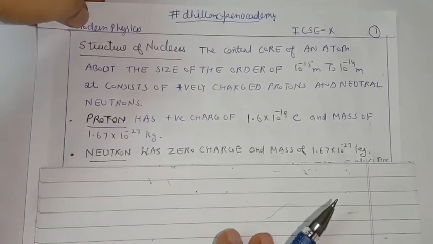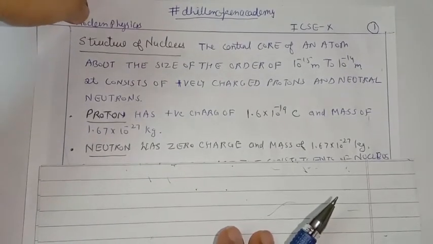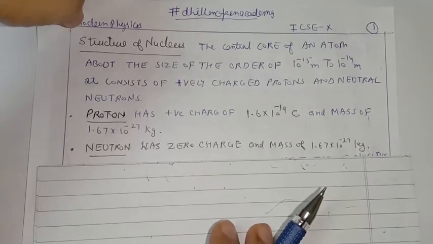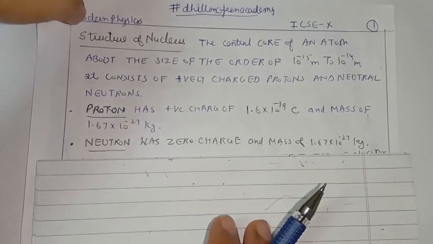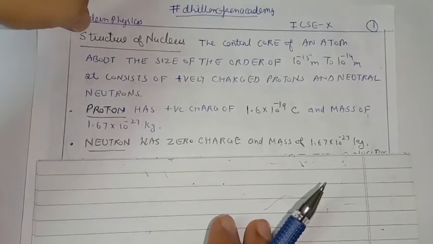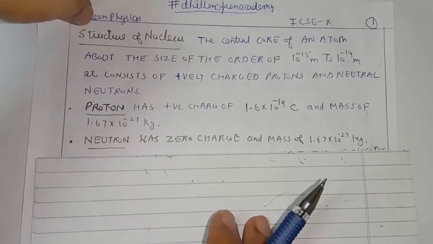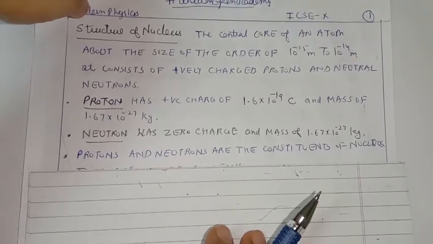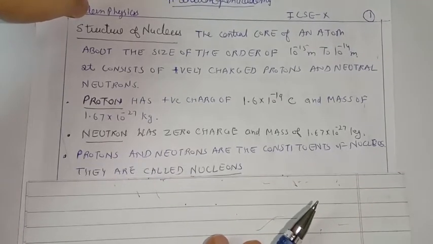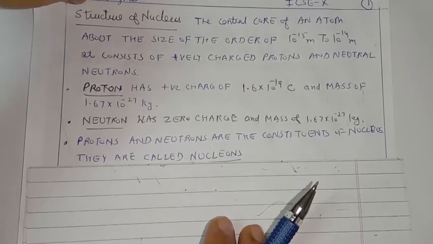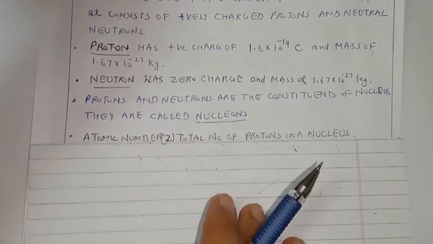The other member of the nucleus, the neutron, has zero charge, but it has a mass of about 1.67 × 10^-27 kg, nearly the same as that of the proton. In fact, there is a mild difference between the mass of proton and neutron; the neutron is slightly heavier than the proton. Protons and neutrons are collectively called nucleons. They are the only two members of the nucleus.